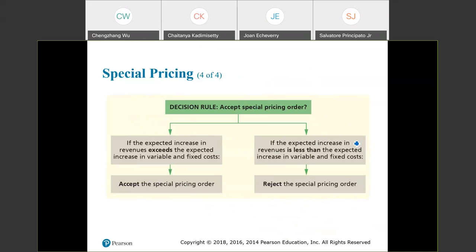To summarize, to make the decision of whether to accept a special pricing order, if the expected increase in revenue is more than the expected increase in variable and fixed costs, we accept this special pricing order. If the expected increase in revenue is less than the expected increase in variable and fixed cost, we reject the special pricing order.